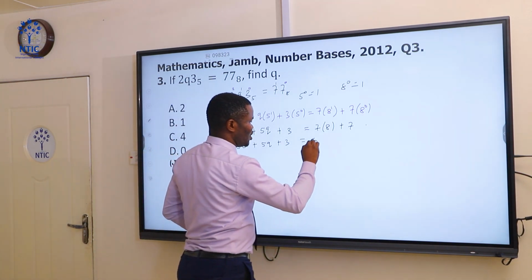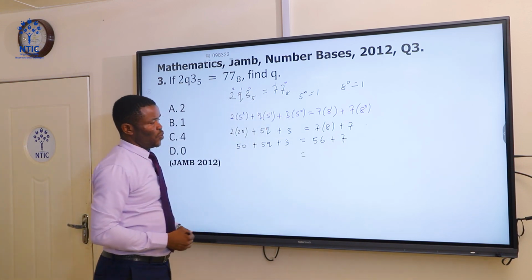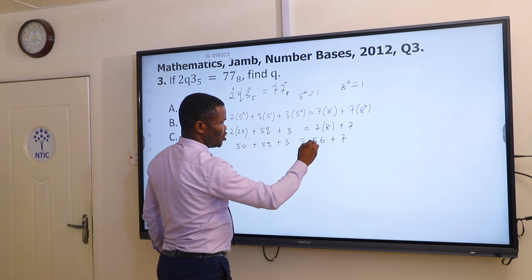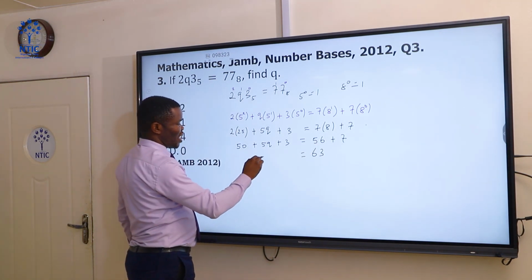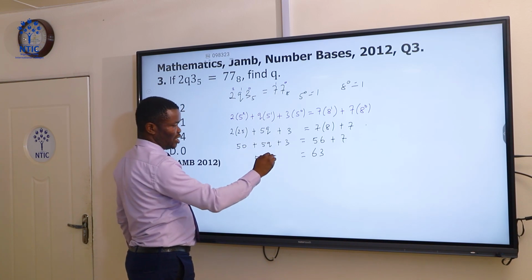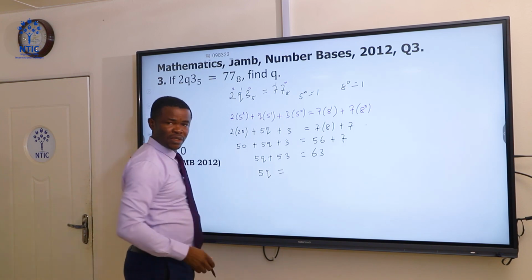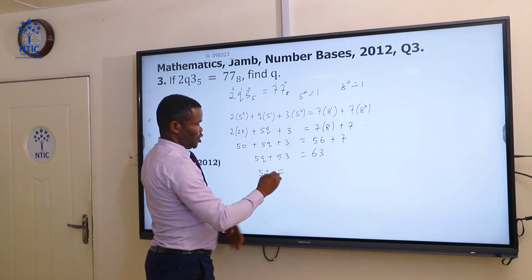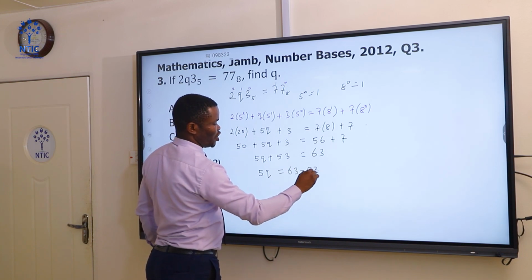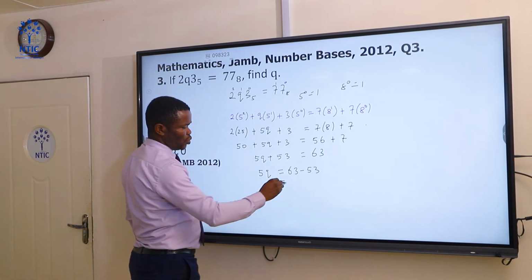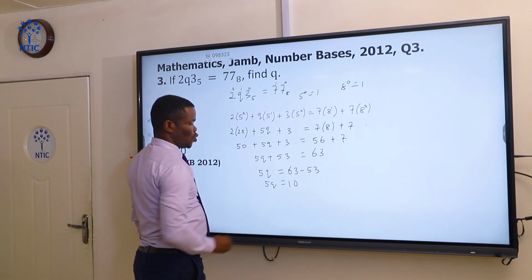I think it is 56 plus 7, right? So if you add this, it's going to give you 63. And this is going to give you 5q plus 50 plus 3, that's 53. So if you collect the like terms, 53 will go to the right. So this is going to be 63 minus 53. And this is going to give you 10. So 5q is equal to 10.